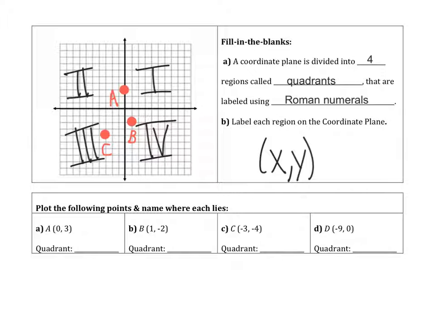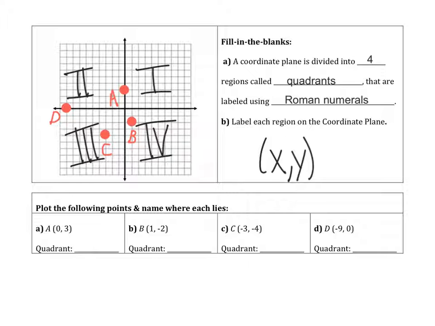Lastly, I'm going to plot negative 9, 0. So my x value is negative 9 and my y value is 0. So that means I'm going to go to the left 9 and then just stay there because my y value was 0. So again, I'm starting in the origin, and I will count to the left 1, 2, 3, 4, 5, 6, 7, 8, 9, and I'm going to stay there since my y value was 0. And there's point D.